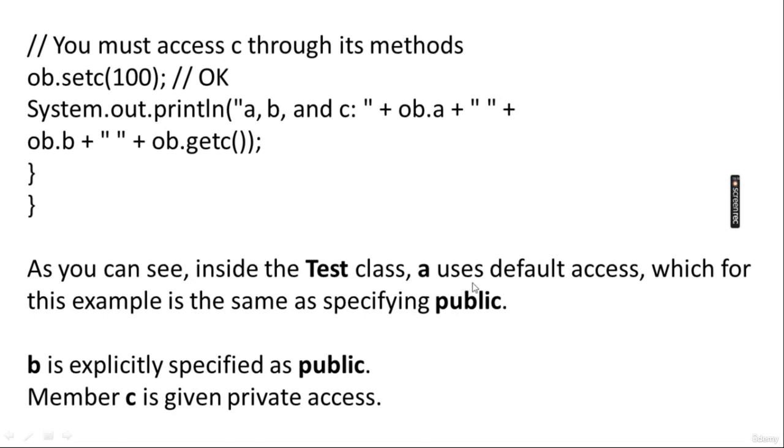Inside the Test class, a uses default access, which for this example is the same as specifying public. b is explicitly specified as public.